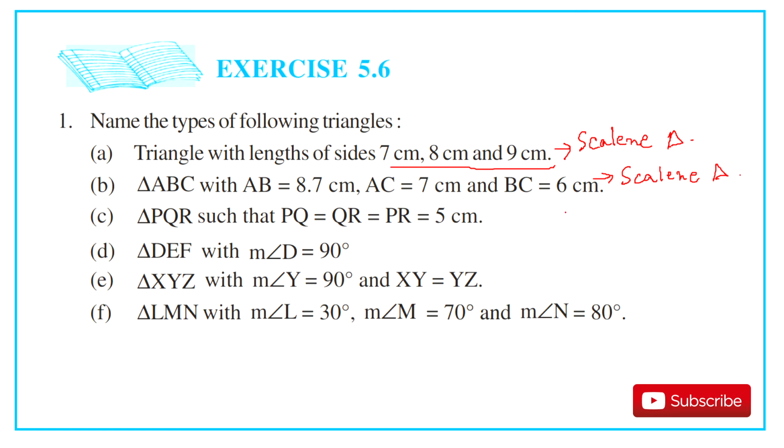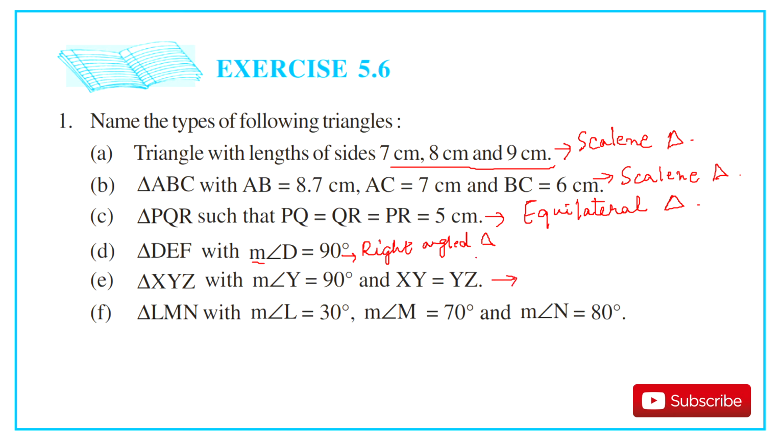C part, triangle PQR. Now you see, in PQR all three sides are equal, so it is an equilateral triangle. Coming to the D part, M means measure, measure of angle D, so this is a right angled triangle.